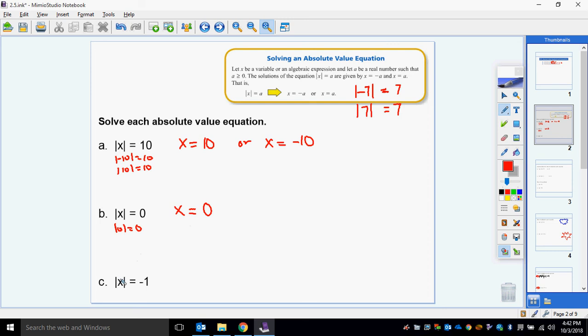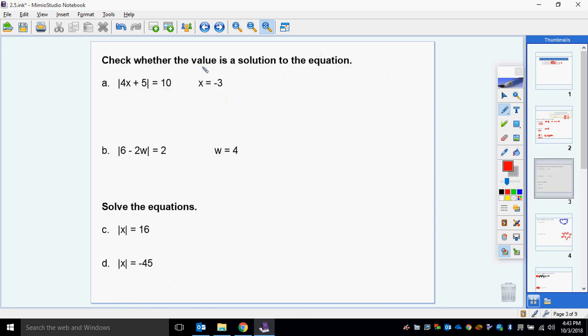And part C says the absolute value of x equals -1. Is there a number that you could plug in for x when you take the absolute value, you'd get a -1? No, absolutely not. With absolute value, you never get a negative. So this is a no solution case, right? If I plugged in -1 and I took the absolute value, I'd get a positive 1. If I plugged in 1, I'd also get a positive 1. I will never get a negative after an absolute value. So this is no solution.